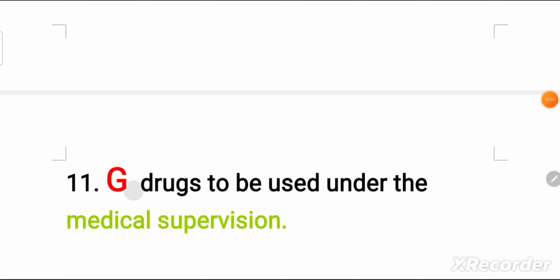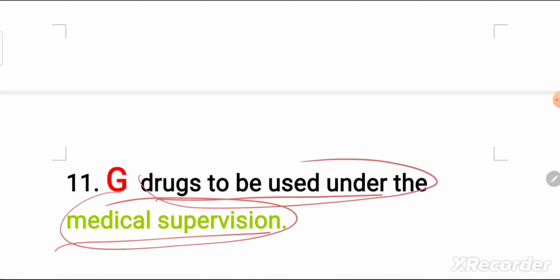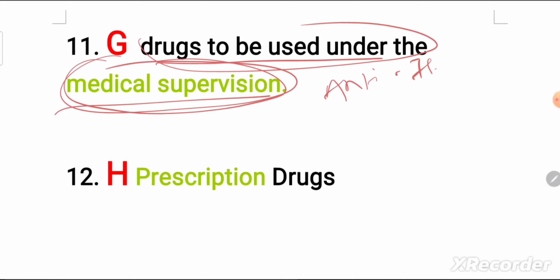Next schedule is Schedule G. Schedule G is for drugs to be used under medical supervision. The most appropriate examples are anti-diabetic drugs and insulin. It should be given under medical supervision. Next is H, prescription drugs.